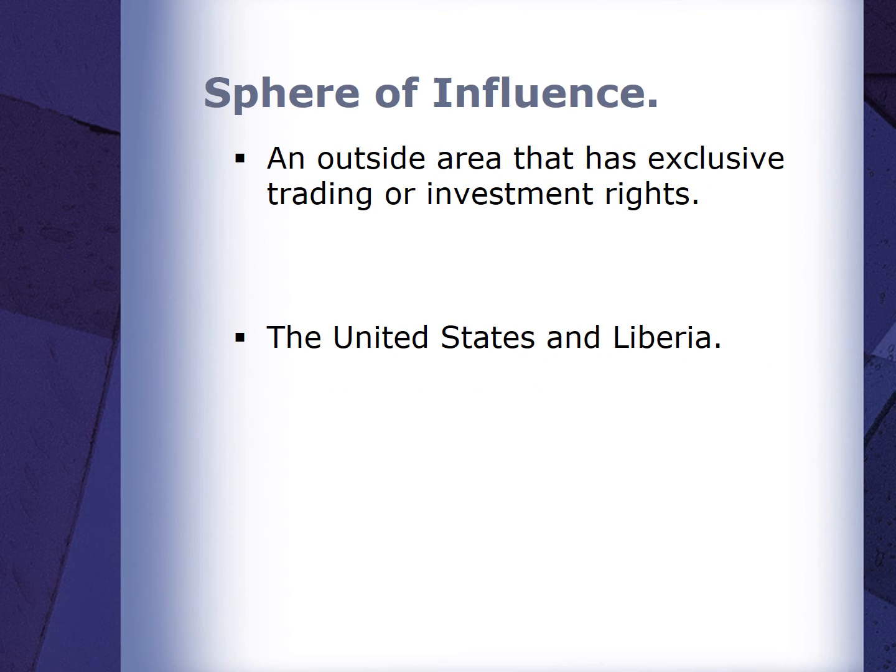Sphere of influence. A sphere of influence is when an outside power has exclusive trading or investment rights to an area. An example of this would be the United States and Liberia. We're not going to focus too much on the United States right now with imperialism, but the United States did have some imperialistic policies that they were imposing on other countries, and we'll discuss them a little bit later on in the course. But an example for a sphere of influence would be the United States and Liberia, where the United States had certain exclusive rights with this territory.